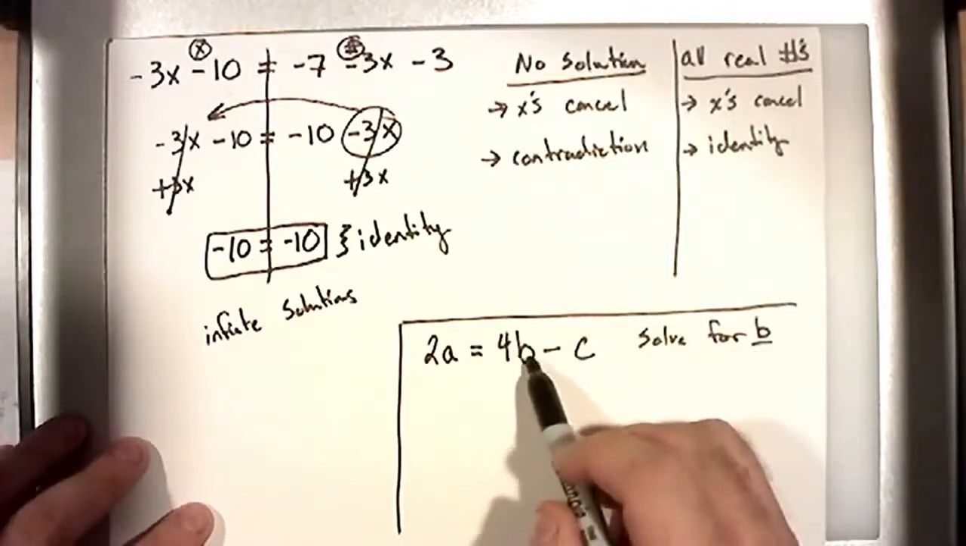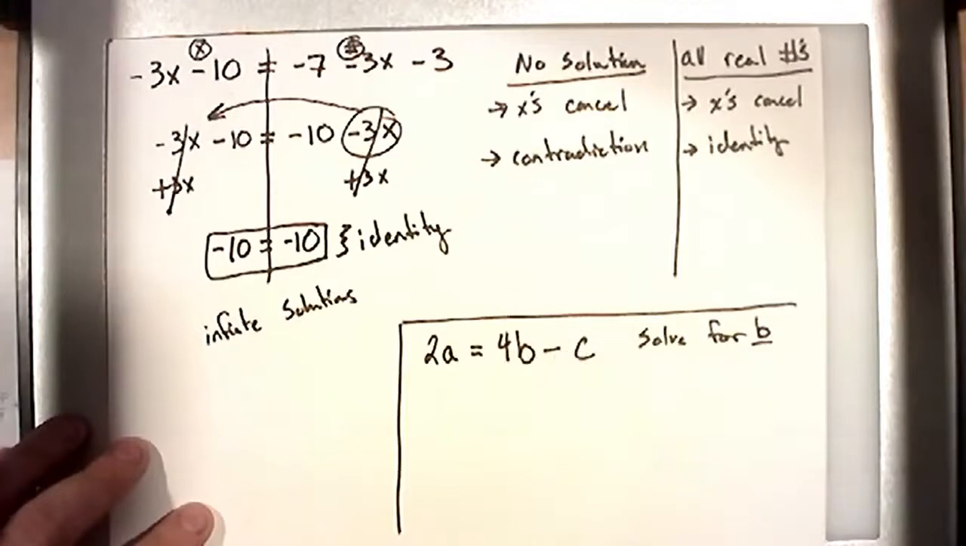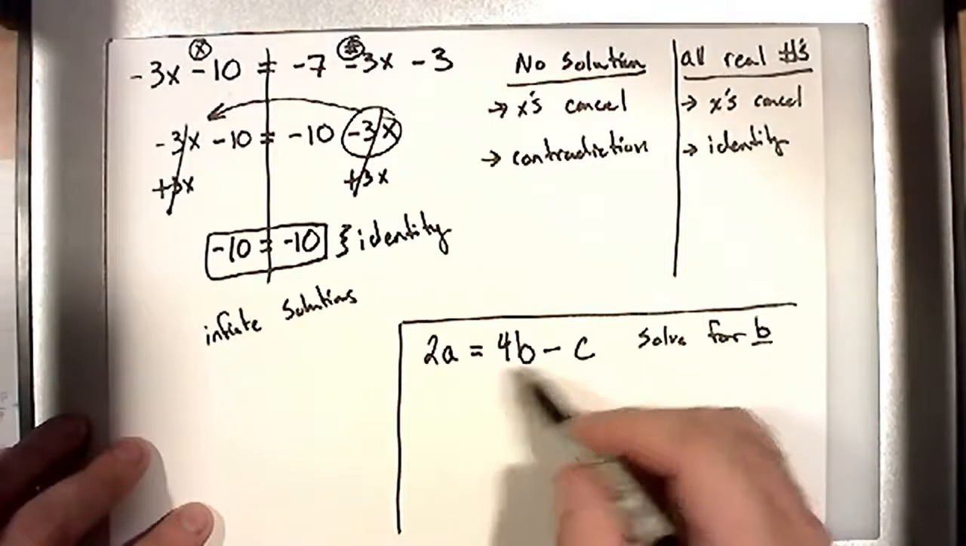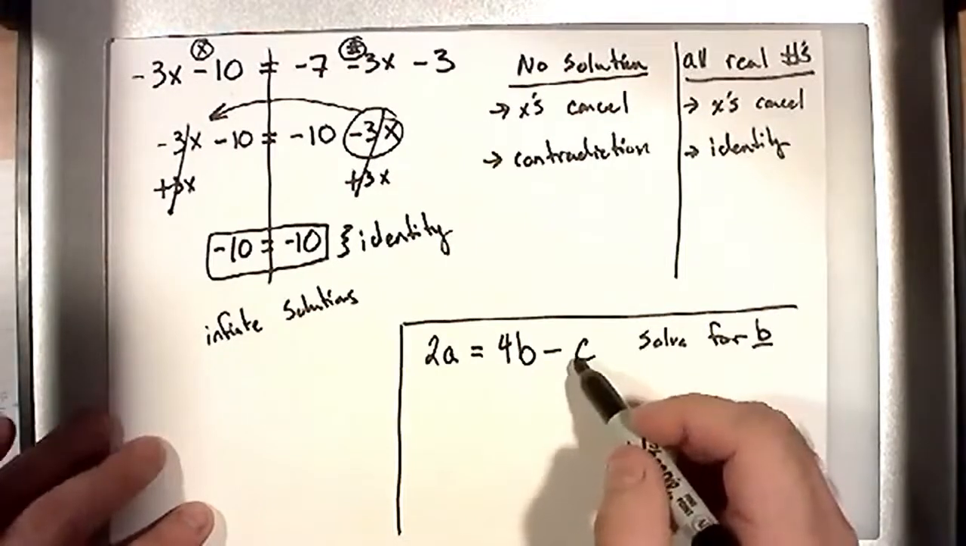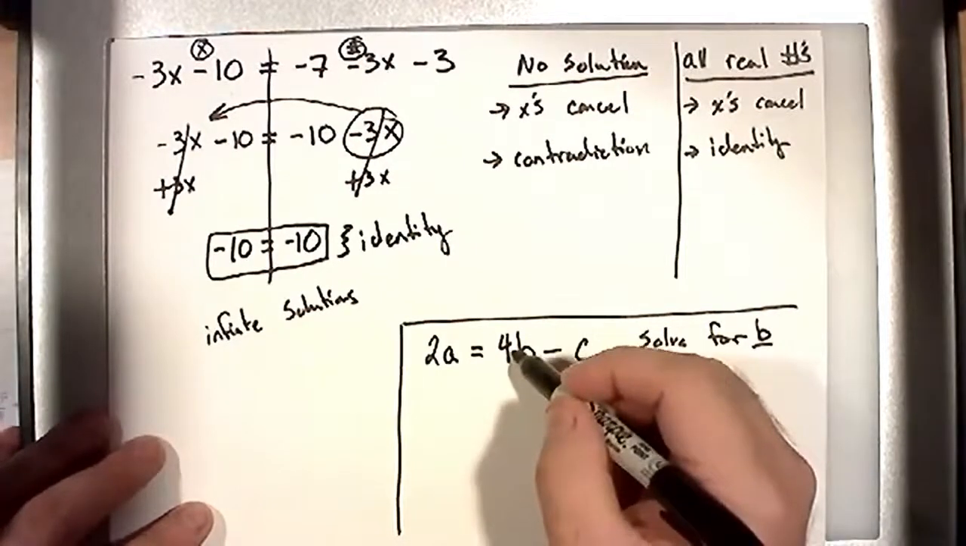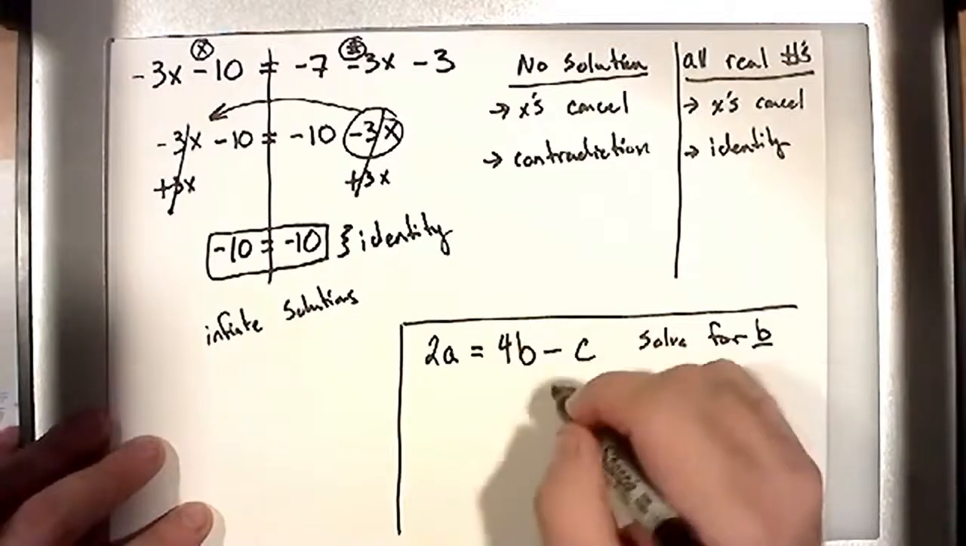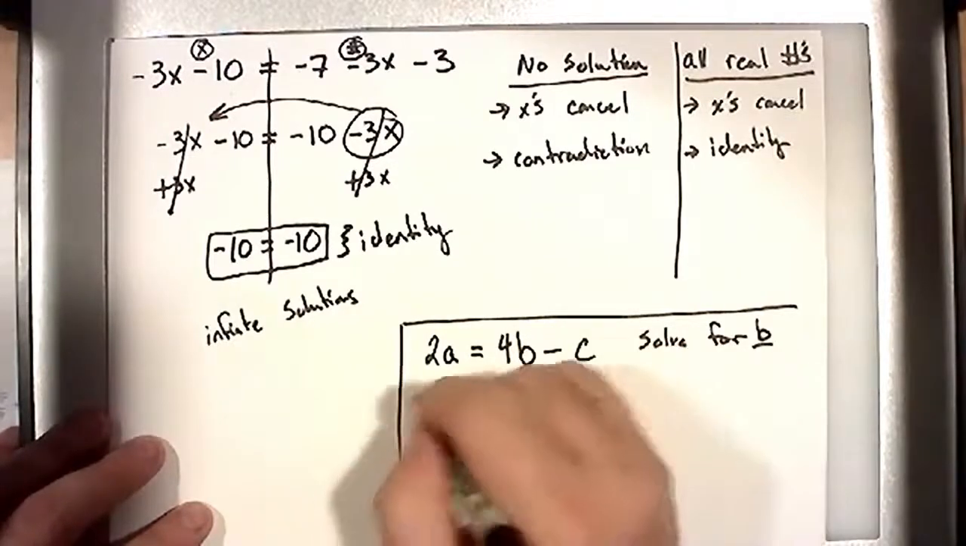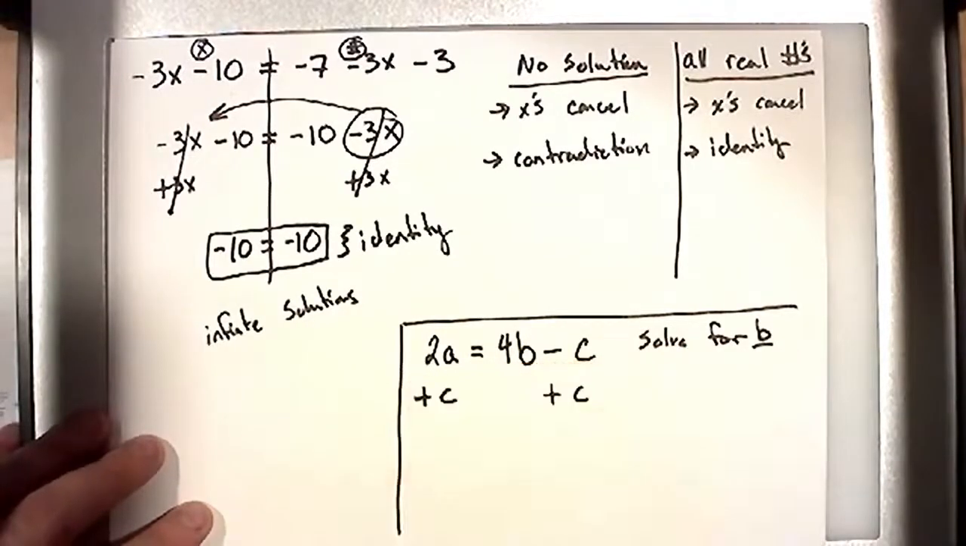We have 4 times b minus c. So that 4 needs to move, and the c needs to move. Don't get rid of the multiplication first. Get rid of the plus and the minus first. So I'm going to add c to both sides. And here's where people kind of freeze up. Well, I don't know what 2a plus c is.